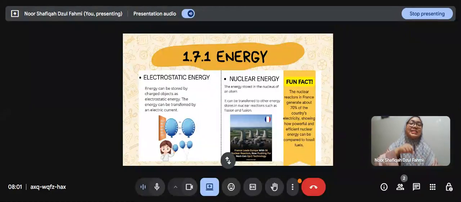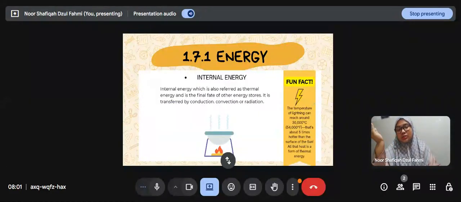And lastly is the nuclear energy, which is just the energy stored in the nucleus of an atom. And a fun fact: France is one of the leading countries using nuclear energy to produce about 70% of its country's electricity. Compared to most countries, such as our own country Malaysia, we are still using fossil fuel for our electricity generation.